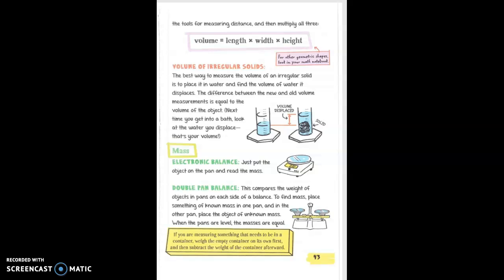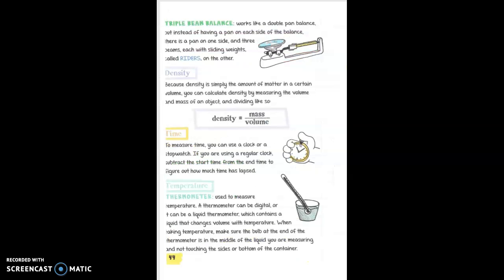A double pan balance. This compares the weight of objects in pans on each side of a balance. To find mass, place something of known mass in one pan, and in the other pan place the object of unknown mass. When the pans are equal, the masses are equal. If you're measuring something that needs to be in a container, weigh the empty container on its own first, and then subtract the weight of the container afterwards.